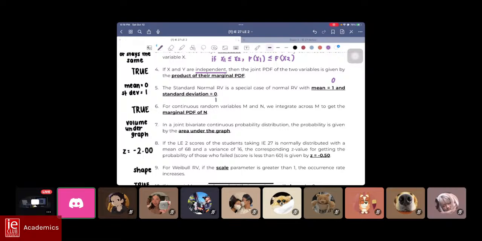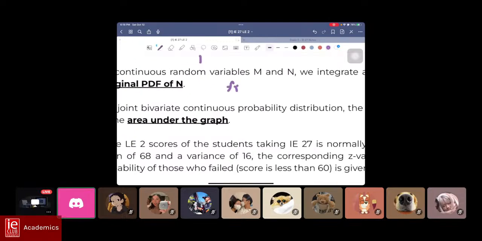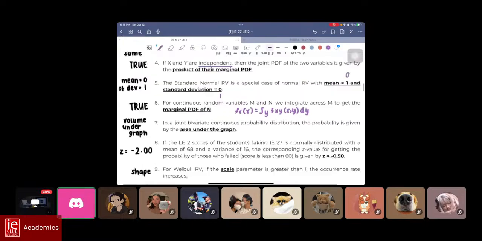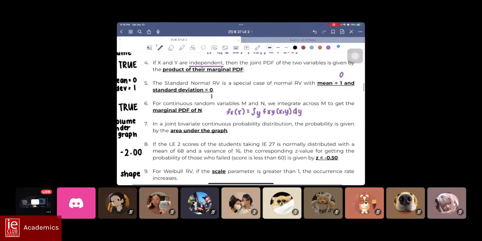For number 6, for continuous random variables m and n, we integrate across m to get the marginal PDF of n. So this one is this formula. So f x of x is equal to the integral of f x y dy. So for this, if you want to get the marginal PDF of n, you have to integrate it across m.